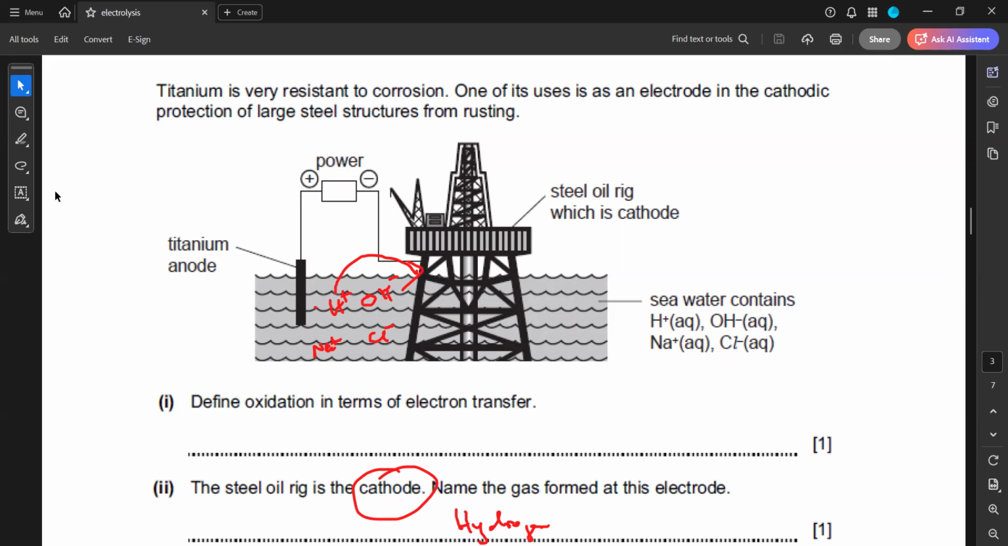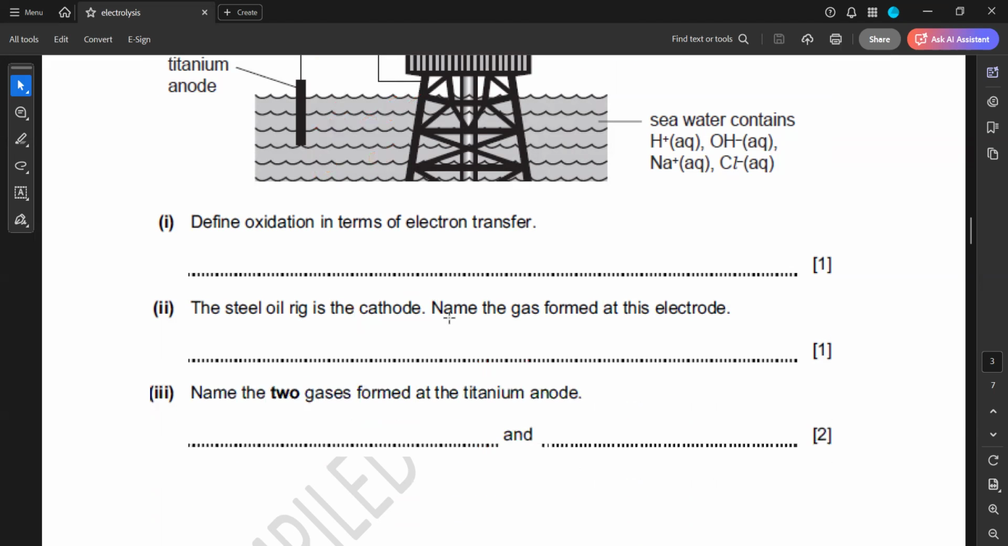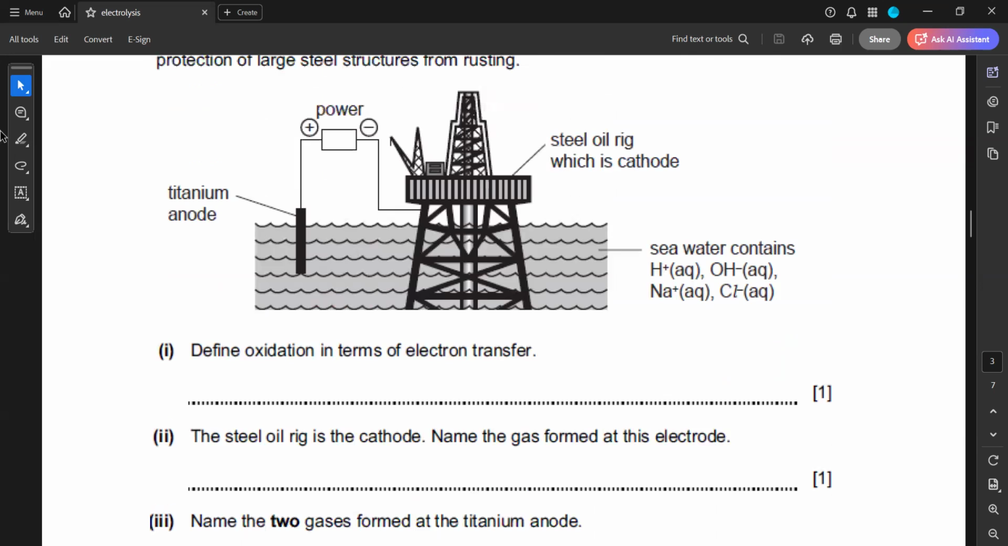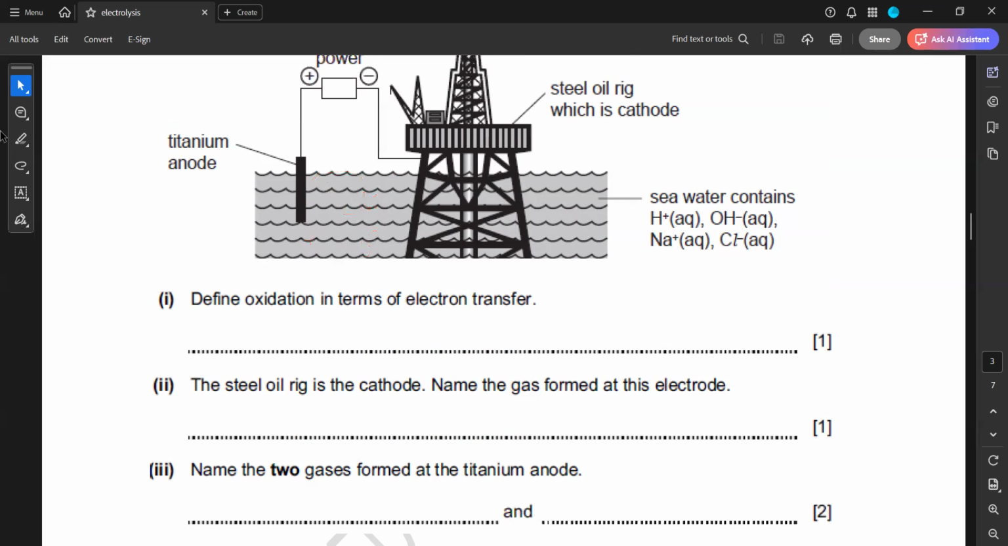Name two gases formed. Here they did not specify whether it's a dilute or a concentrated solution, so what could be the gases formed? If hydroxide moves towards the anode, oxygen gas will be the product. If chloride ion moves towards the anode, chlorine will be the product. So the two gases which could form at the anode are oxygen or chlorine.